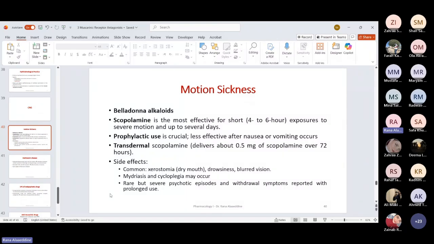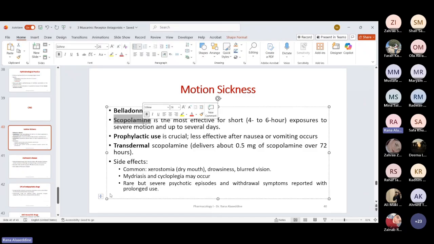Okay, so scopolamine is one of those drugs, and it is usually given in the form of transdermal patches that can be put behind the ear and left for 72 hours. Now guys, let me tell you something. To treat motion sickness, the person has to be given the drug before they go into the car. Once the motion sickness has happened, we cannot treat it anymore. So I have to give it before the person starts with the motion sickness.